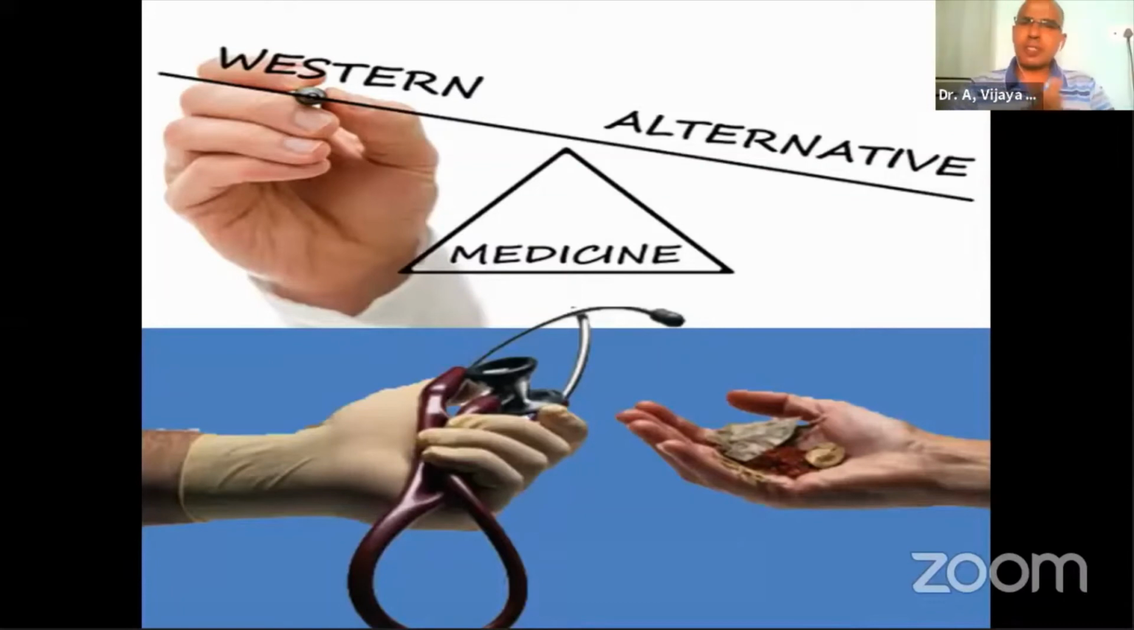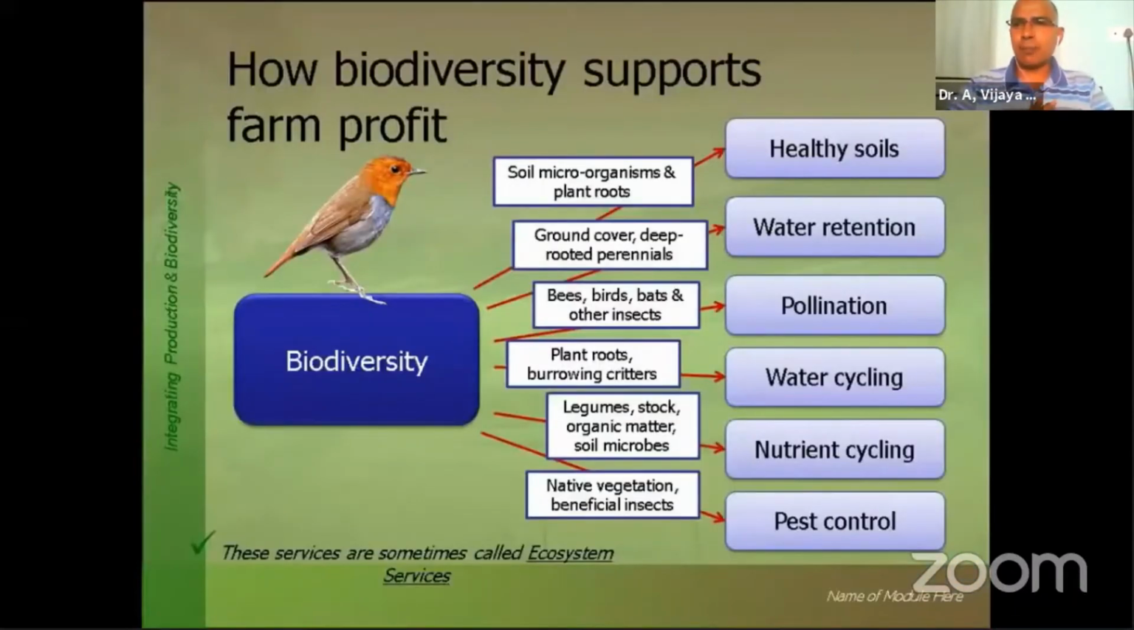And how does biodiversity support farm profit? How does it support? See here, soil microorganisms and plant roots, so that we get healthy soils, like nitrogen-fixing bacteria, which are available in the soil, or the earthworms, and all these help the farmers to get healthy soils and ground cover, deep-rooted perennials. They have water retention capacity and they maintain the moisture, and also they stop soil erosion.